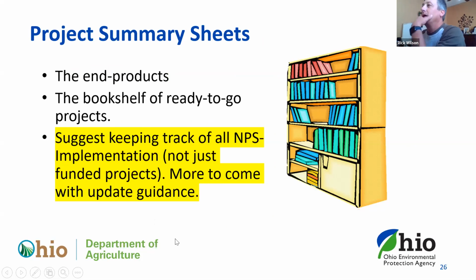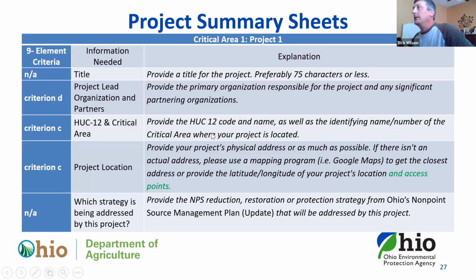I have a spacer here, a catch-all. We think at this point, 9-element planning organizations should be keeping track of all the non-point source implementation, not just for funded projects, but for all the non-point source implementation happening in your HUC 12 or your county. It's a matter of accountability. It's a matter of showing leaders changes and trends on BMP implementation. It tracks money. It can do lots of things. There'll be more coming out in the guidance on this. I think we need to work toward that. But back to the project summary sheet.